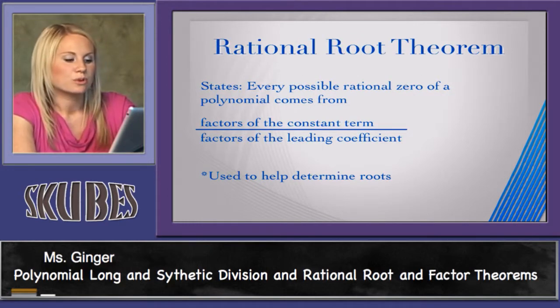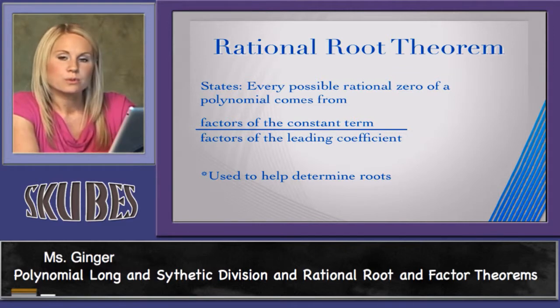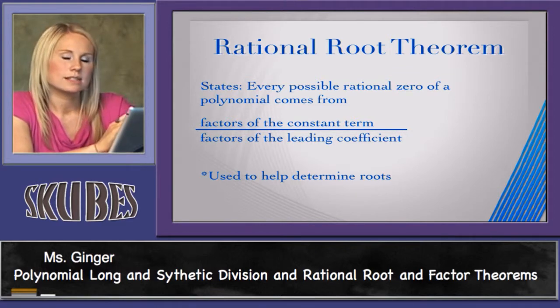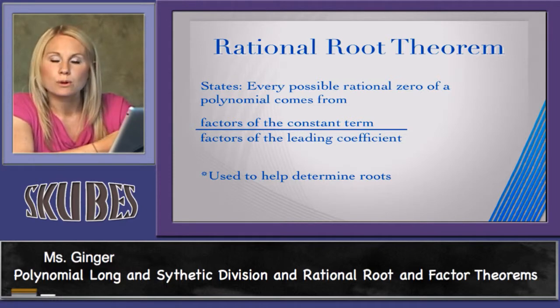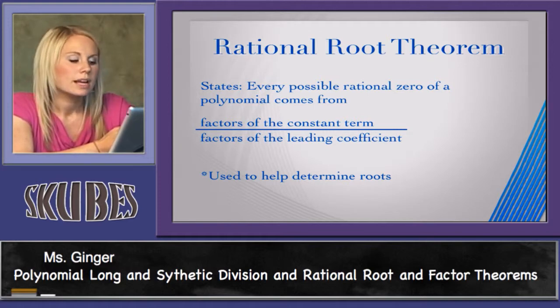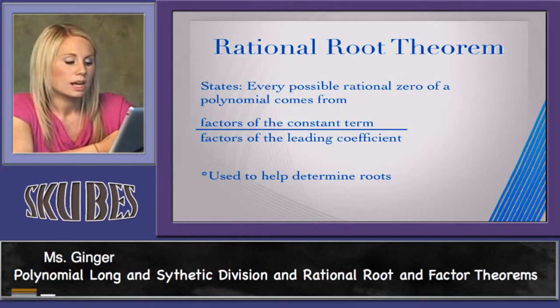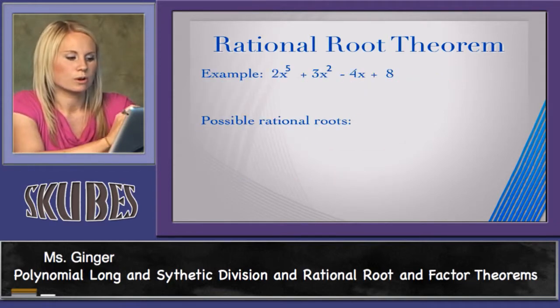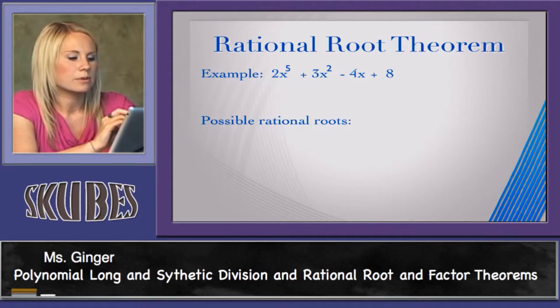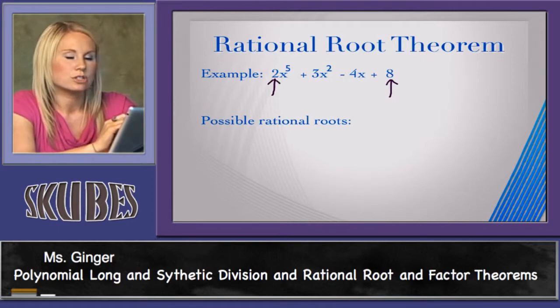Another theorem that's useful for helping us shorten our list of possible zeros is called the rational root theorem. What that says is that when you're looking at a polynomial in standard form, if you look at the factors of the constant term divided by the factors of the leading coefficient, then you can create a list that is all the possibilities for your rational roots, and they will not come from any other numbers besides those numbers. So it helps you shorten your work a little bit. We're going to take a look using this example here. Our constant term is 8, and our leading coefficient is 2.